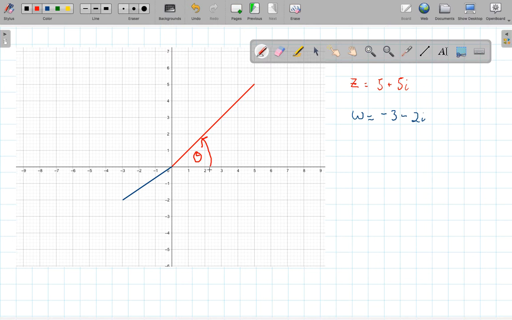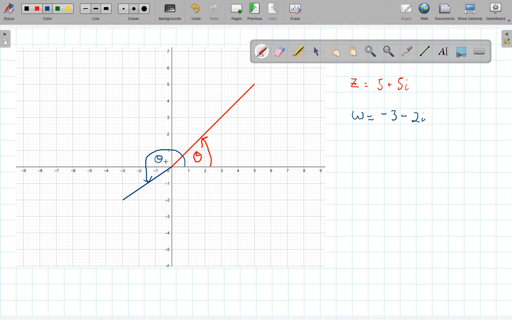We can keep going around anti-clockwise to create an argument for this blue one, which is -3 minus 2i. So I can go around like this and create an argument for this blue one. And that's still a positive angle. So that's the argument for w.